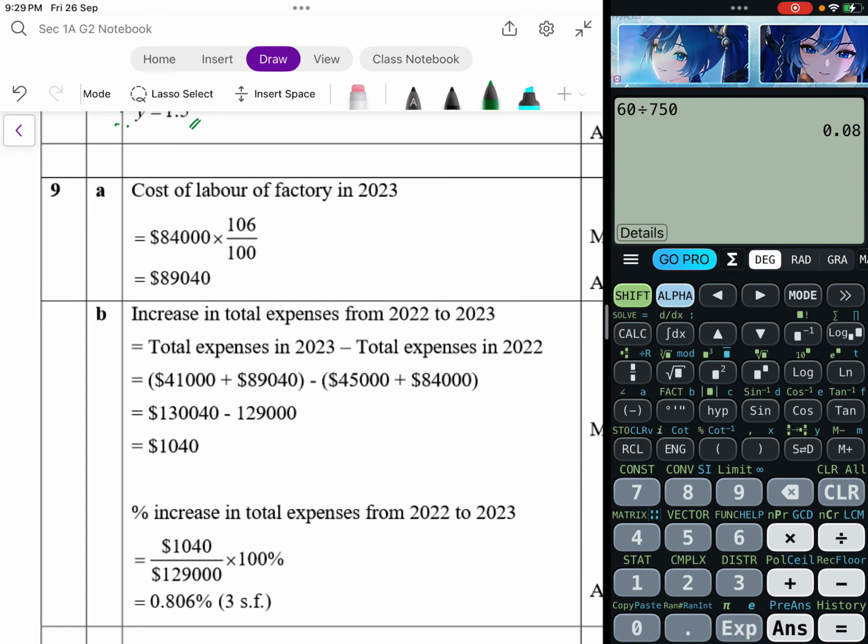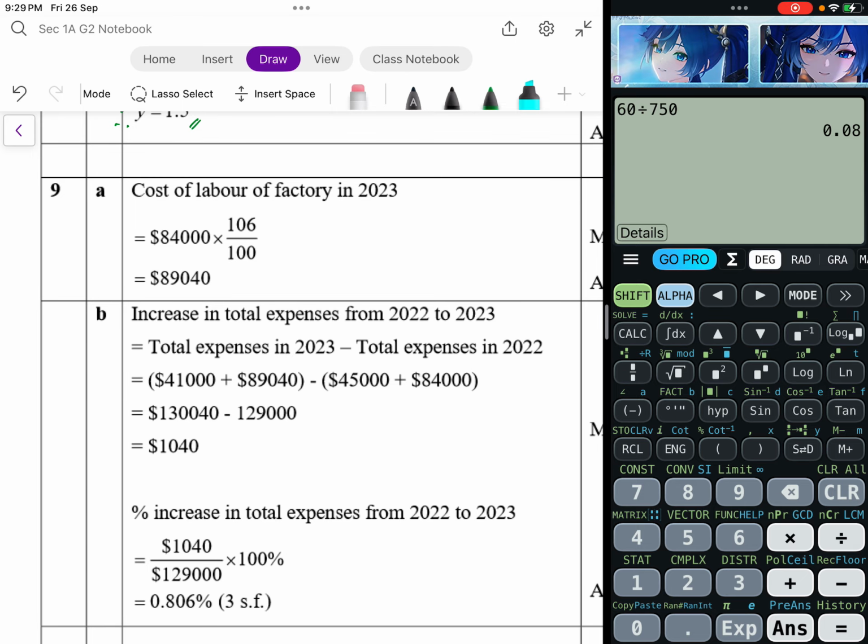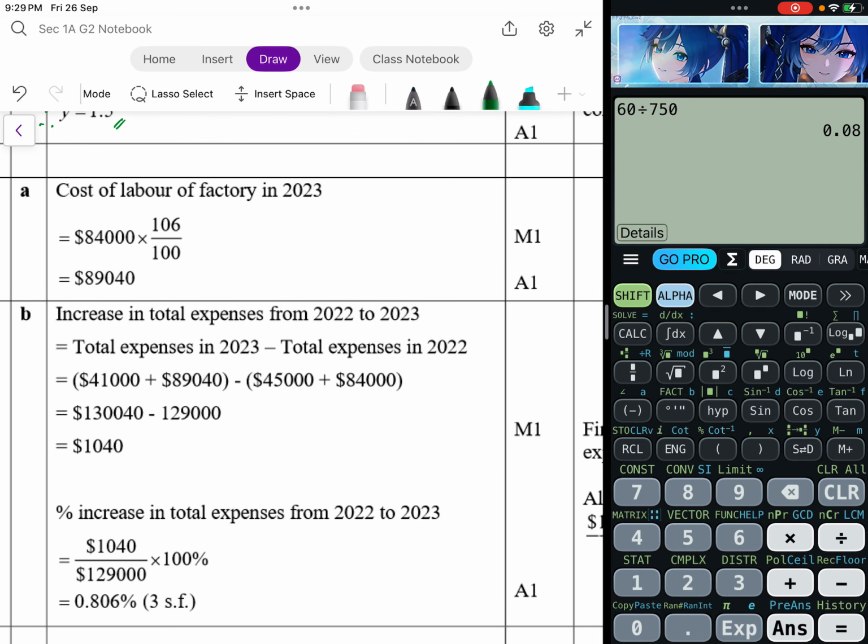Okay, so from here, the total expense of a factory is made out of the cost of raw materials and cost of labor. The cost of raw material is 45,000, the cost of labor was 84,000. The cost of raw materials decreased to 41,000, whereas the cost of labor increased by 6%. Calculate the cost of labor in the factory. So first off, you need to identify the information you need. We know that the cost of labor was 84,000. Then it was increased by 6%. So it's this times 106%, you will get this answer.